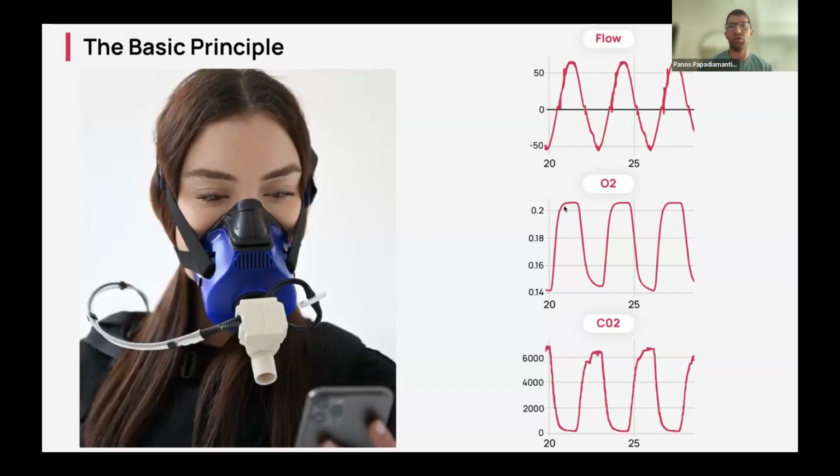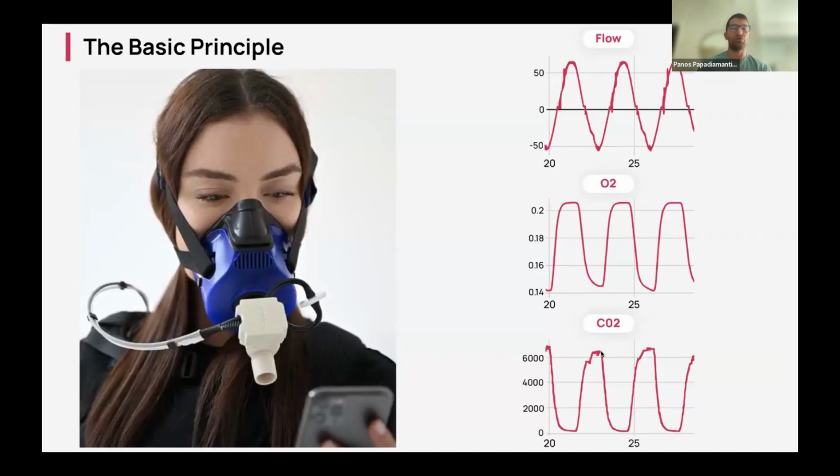And as someone exhales, the oxygen concentration is going to drop, right? Because you are seeing air coming from deeper within the lungs. It has had more time to interact with the alveoli. So more oxygen has been extracted, and more CO2 has been discharged in that chunk of air. And as a result, oxygen concentration drops, CO2 concentration goes up. And that's how we measure someone's breathing.